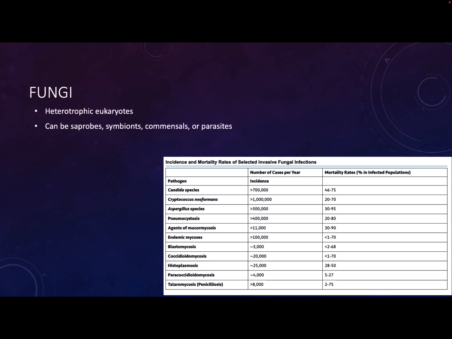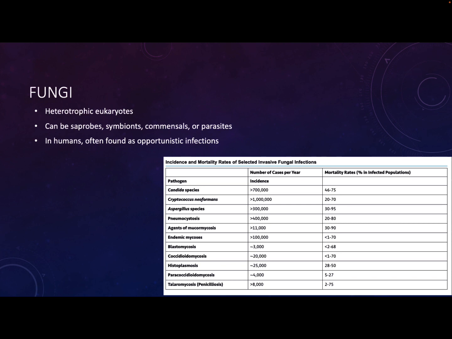So in the environment, they can be saprobes. They eat decaying material. We can find them as symbionts. Something like lichen, for example, is an association between fungi and often photosynthetic bacteria. So they live in a symbiotic relationship. They can be commensal, and of course they can be parasitic. They can cause disease.